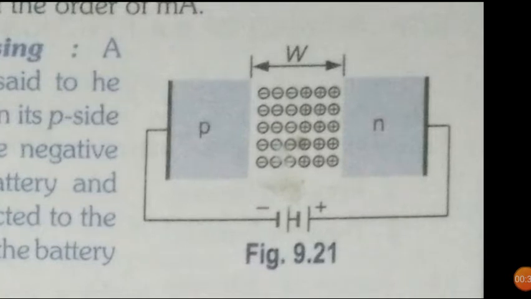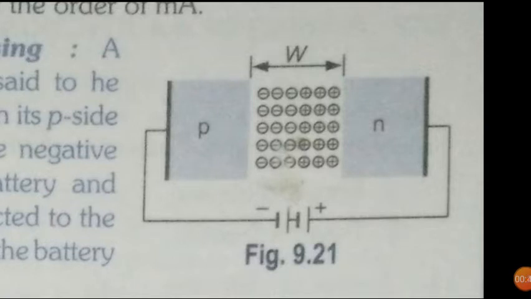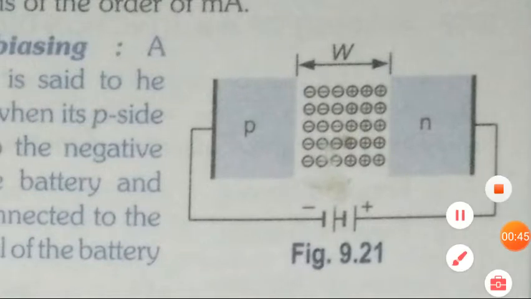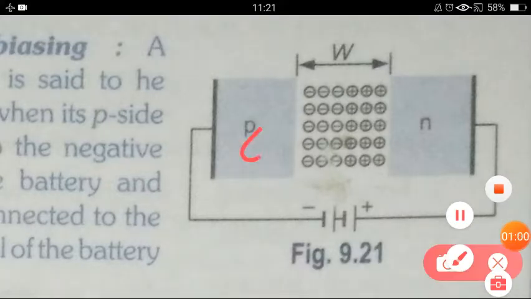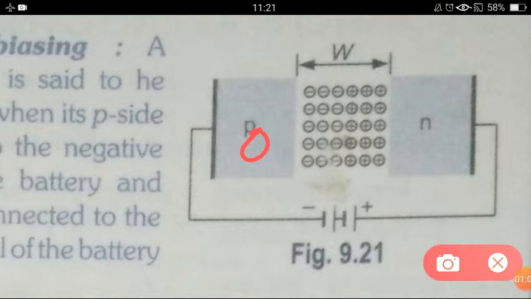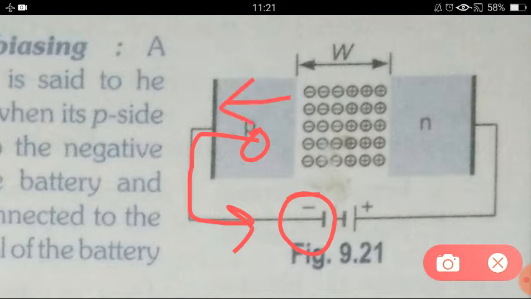The P side is connected to the negative terminal of the battery and the N side is connected to the positive terminal of the battery. So this time what happens? Because in the P side the majority charge carriers are holes, which are positive, those holes will be attracted towards the negative terminal of the battery. Whatever holes are present in p type will start moving towards the negative terminal of the battery. That means holes will move away from the junction.